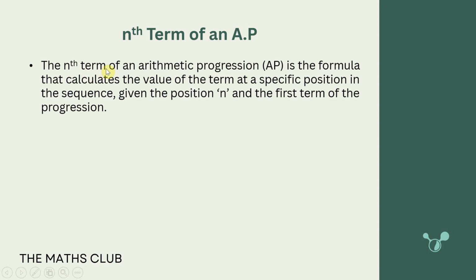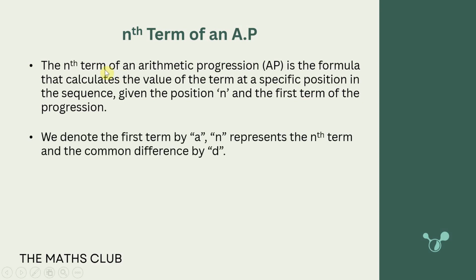So the nth term of an arithmetic progression is the formula that calculates the value of the term at a specific position in the sequence, given the position, which will be known as n, and the first term, which is the first value in the progression. So given this, we'll be able to find the formula for the nth term of an AP.